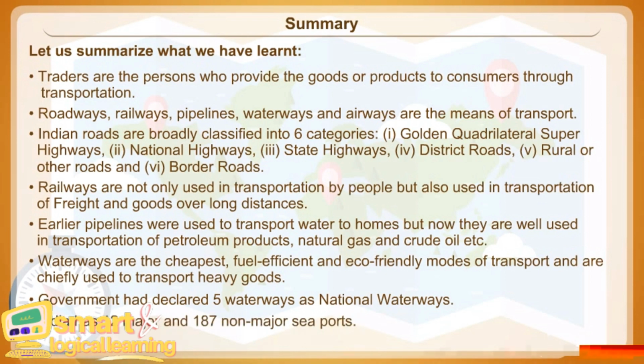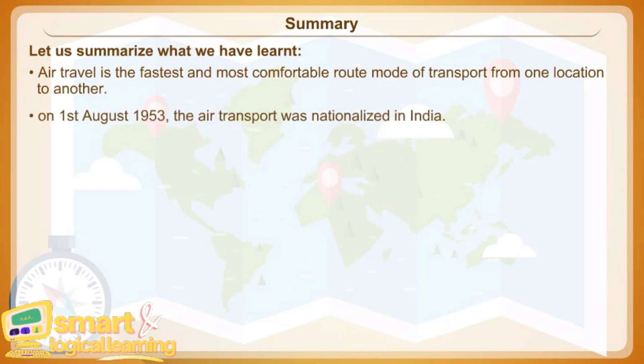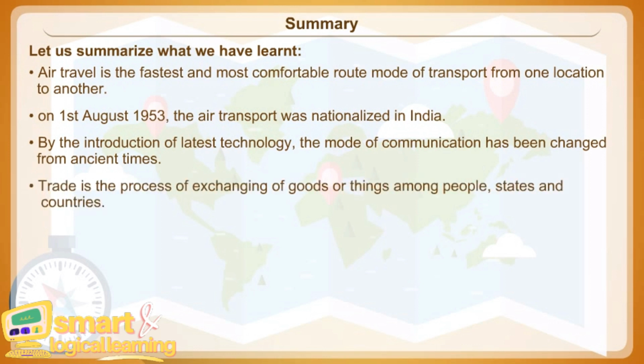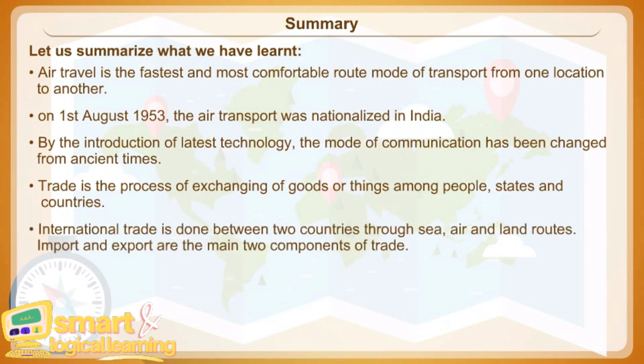India has 12 major and 187 non-major seaports. Air travel is the fastest and most comfortable mode of transport from one location to another. On 1st August 1953, air transport was nationalized in India. With the introduction of the latest technology, the mode of communication has changed from ancient times. Trade is the process of exchanging goods or things among people, states, and countries. International trade is done between two countries through sea, air, and land routes. Import and export are the two main components of trade.